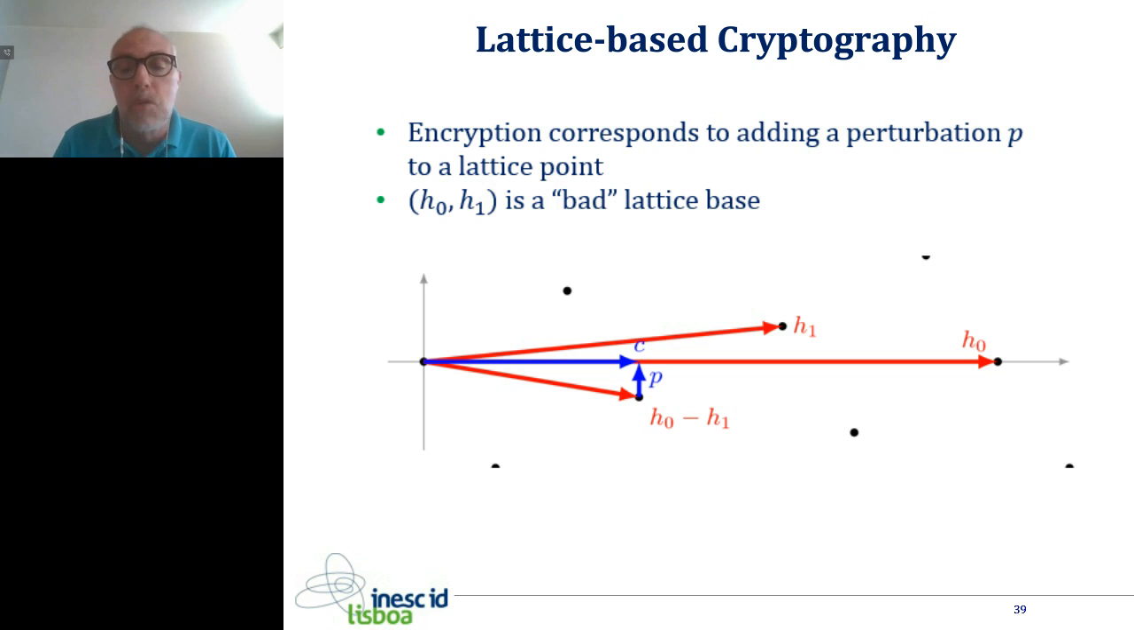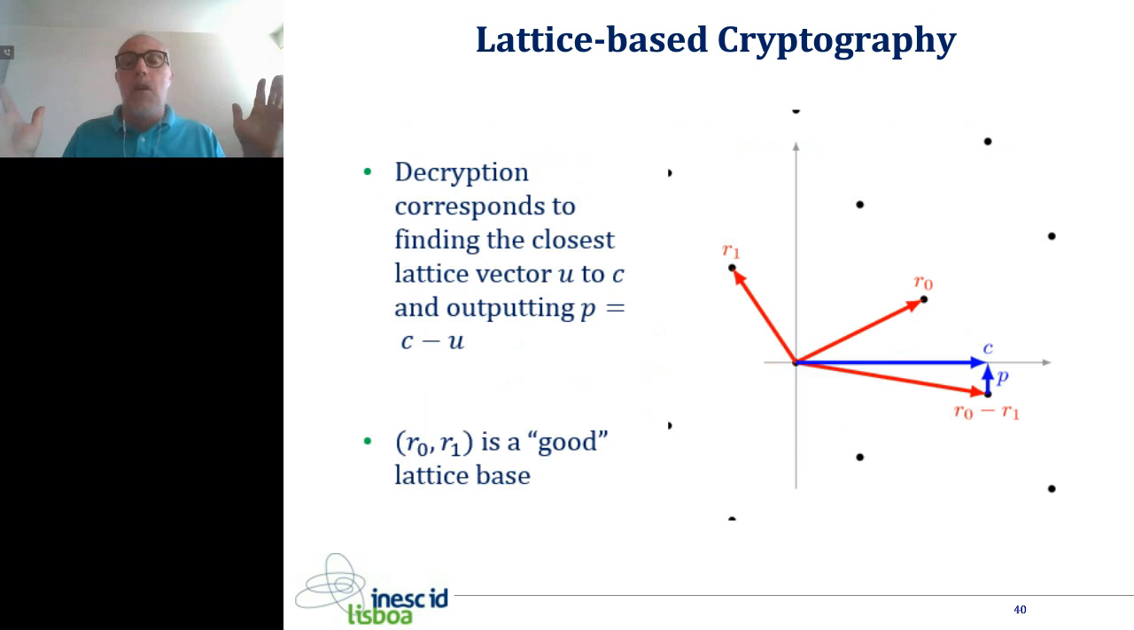If you see this H0 and H1, we call it a bad lattice because these two vectors, H0 and H1, are far from being orthogonal. Then to decrypt the message, you have another lattice. You don't know the basis of the lattice that was used for encryption, and you have another lattice that you use for decryption, and this is only owned by the people who are going to decrypt. So as in asymmetric public key cryptography, you can consider it as the private key, the basis of this lattice. Once again, in this case you have R0 and R1.